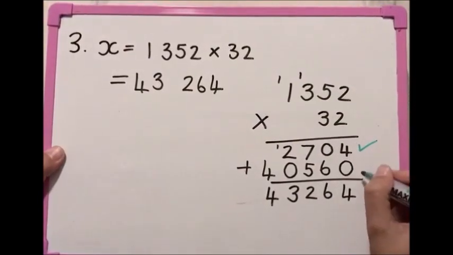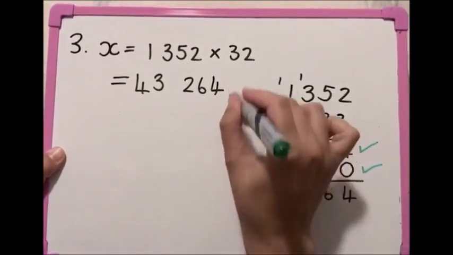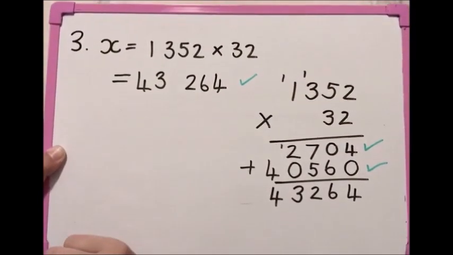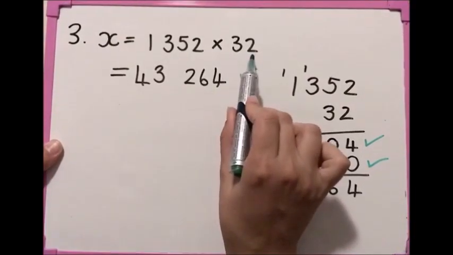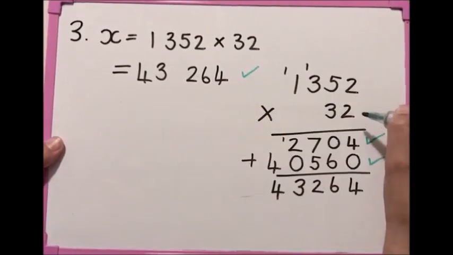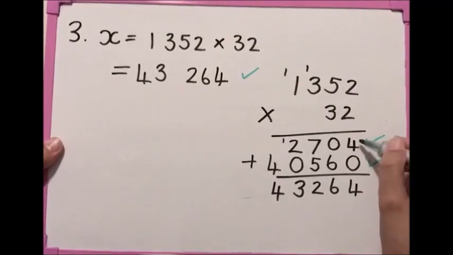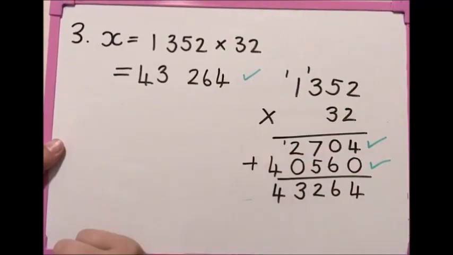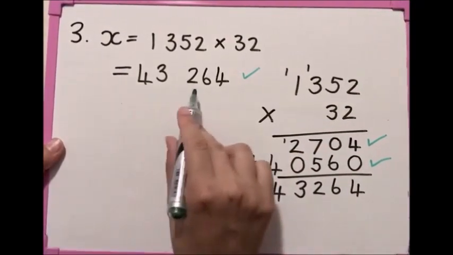You will receive 2 marks for the answers between the lines. Because you multiplied with 32, which has 2 numbers, you will have 2 lines. You multiplied 1,352 with 2 and then with 30.